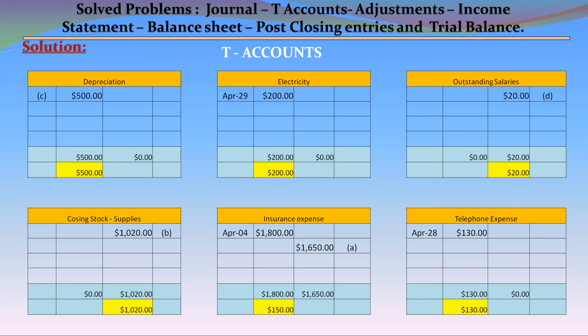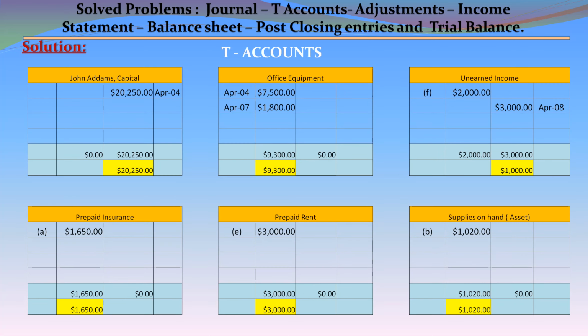So debit balance 150. Telephone expense April 28 130. So debit balance 130. John Adams Capital April 4 20,250. Credit balance 20,250. Office equipment April 4 7,500. April 7 1,800. Total office equipment 9,300. Unearned income April 8 3,000. Adjustment F less 2,000. Unearned income by the end of the month is 1,000.